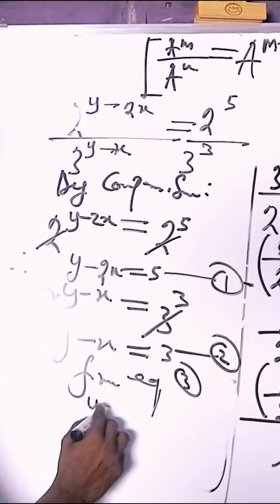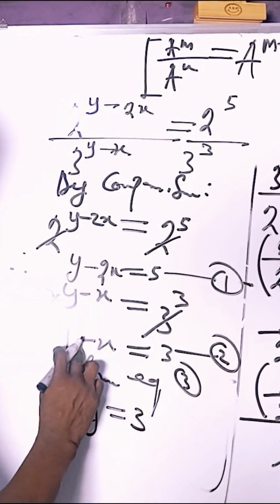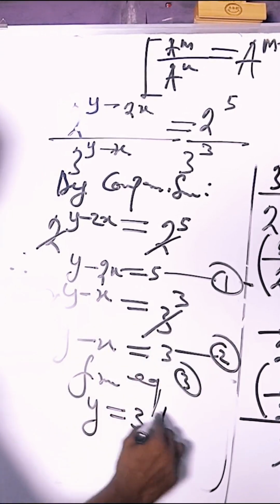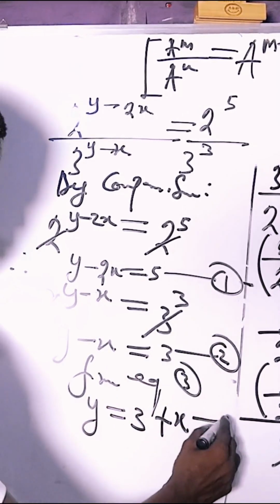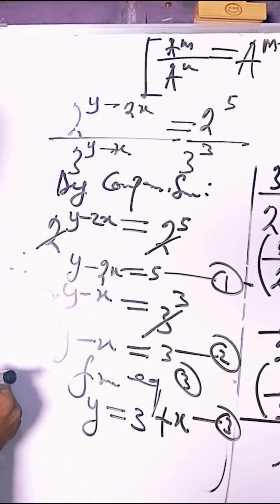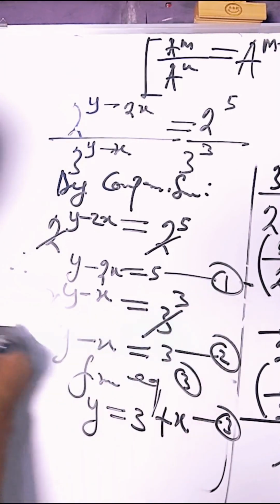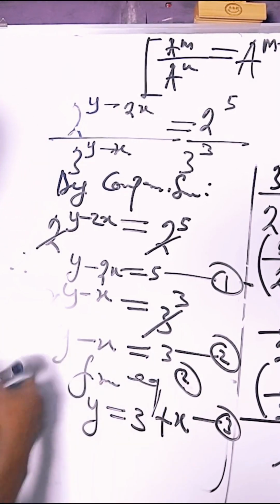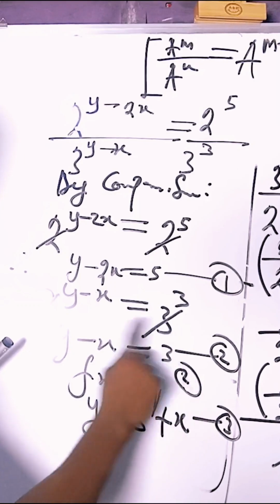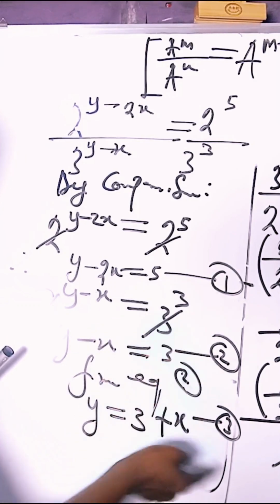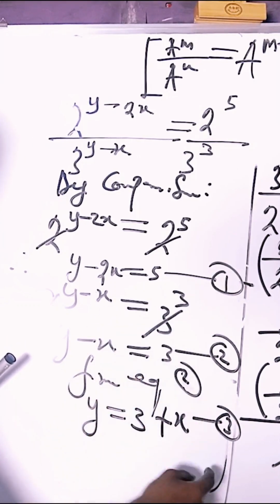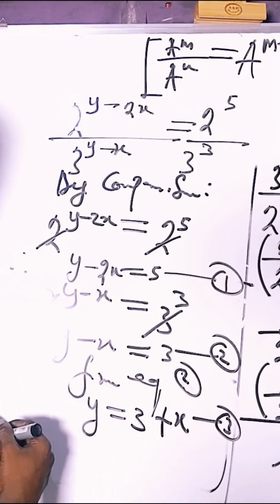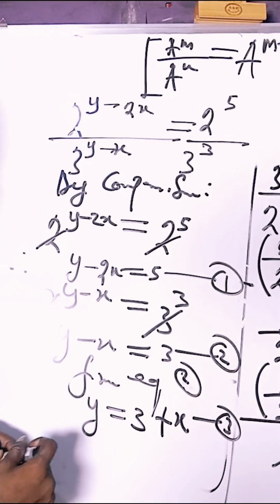When you do that, y becomes... Sorry, from equation number 2, not equation 3. Equation 2: y minus x is equal to 3. So therefore y is equal to 3. The minus x crosses to become plus x. So we have y is equal to 3 plus x. And I call it equation number 3.